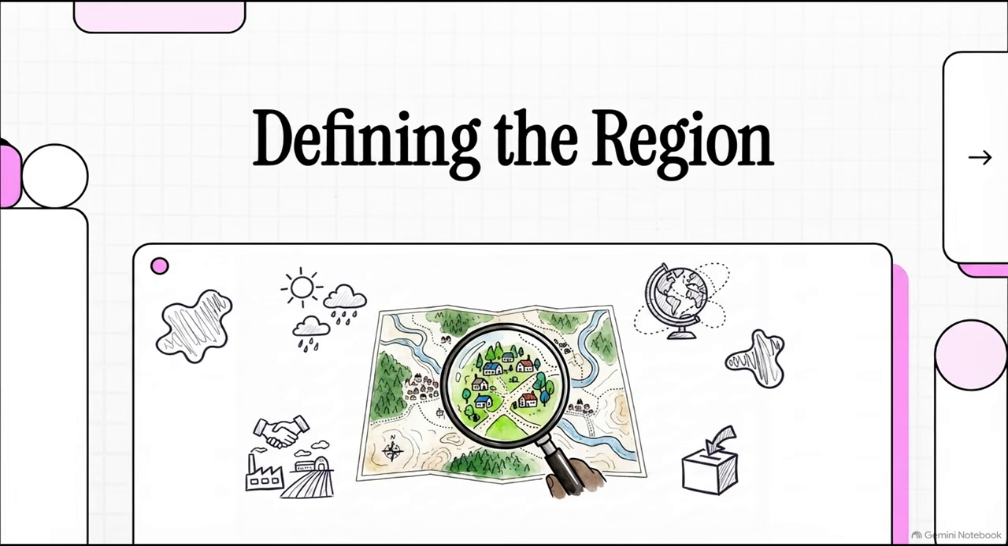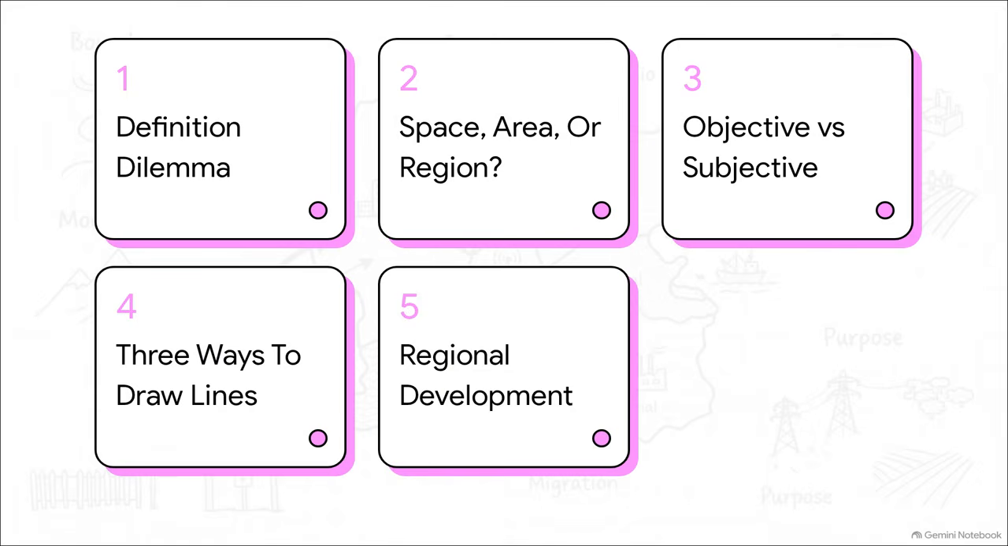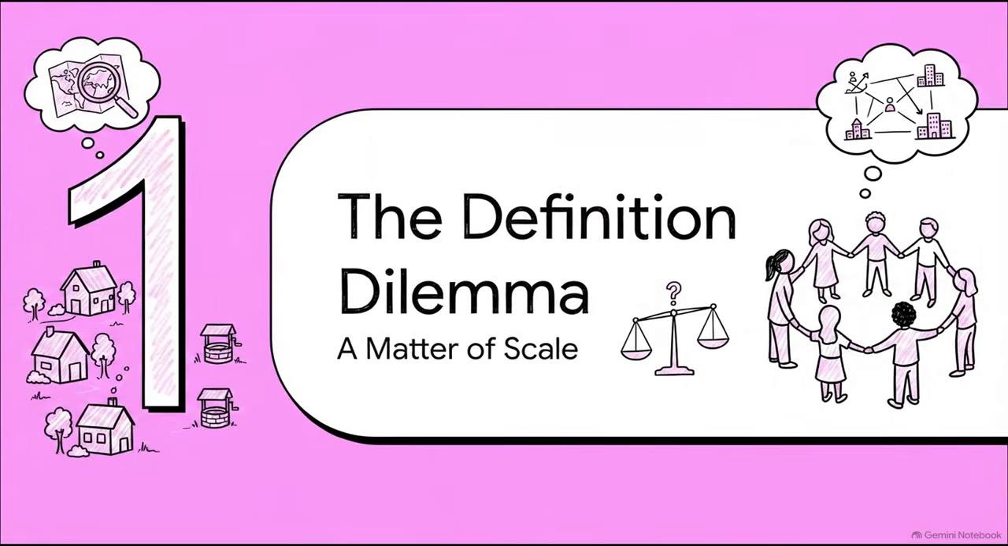So today we're going to break down exactly what a region actually is, how these lines get drawn on a map, and why those boundaries fundamentally shape human development. Right, let's dive into this. Here is our roadmap for today. First, we'll hit the definition dilemma, then move to untangling space, area, and region. After that, we'll look at objective versus subjective regions, cover 3 ways to draw lines, and finally, wrap up with the goal, regional development.